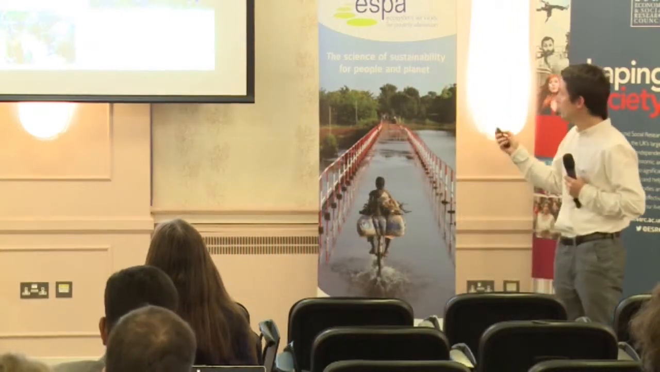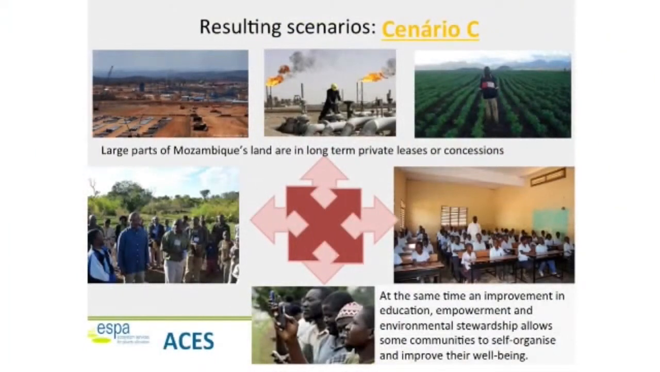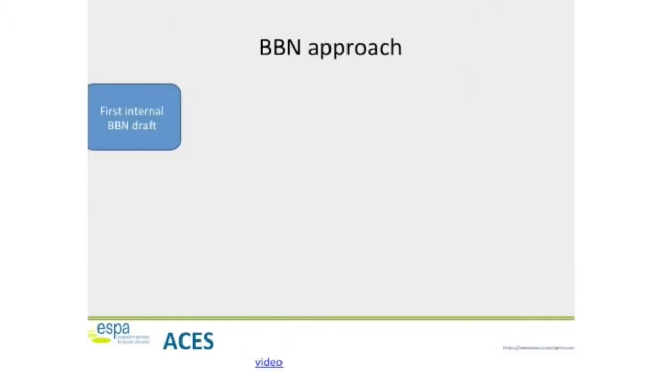And scenario B would be a balance between A and C. So the government would still promote large investments, but also the education and environmental policies would increase, and the local society would have also a bigger voice. So these are the 3 scenarios. And then I'm going to explain the BBN method and results.